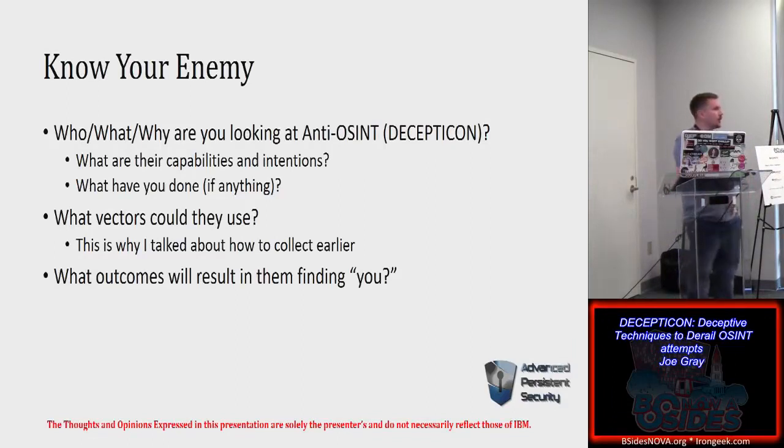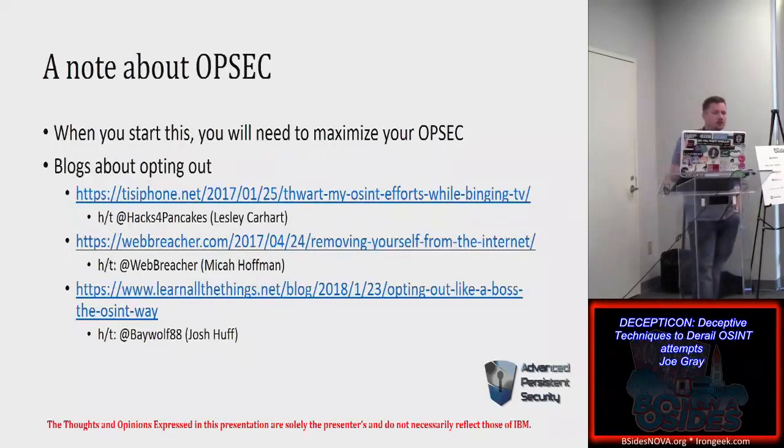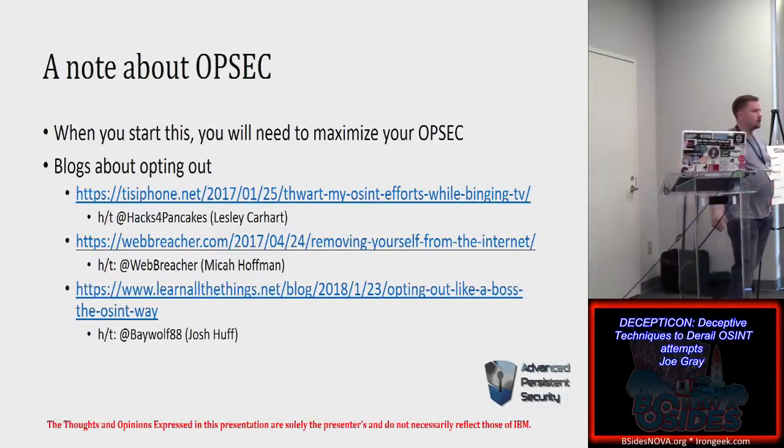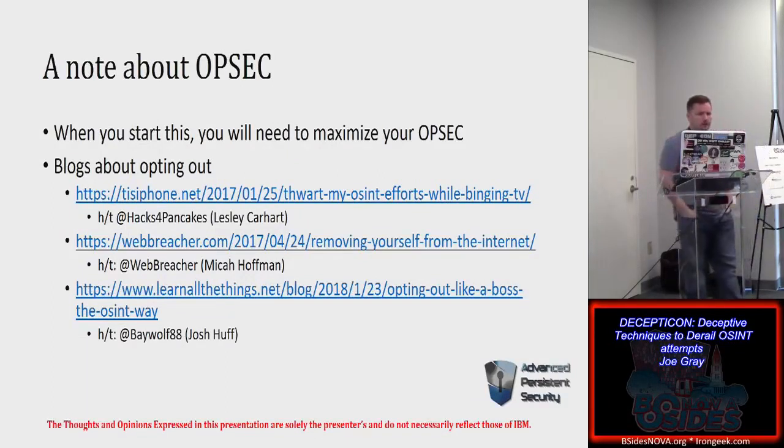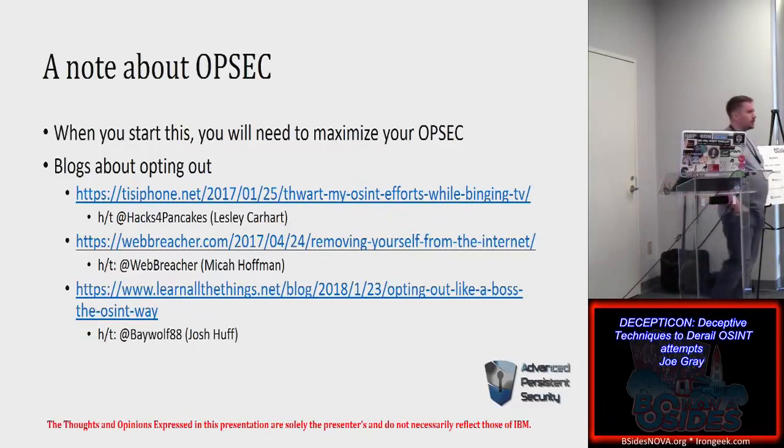At the same time, we're not trying to hide. We don't necessarily want all the data to go away. That's not practical. It will make it impeccably difficult if you have to get a security clearance, if you're trying to get credit, anything. If you cannot be found, you're going to have a hard time. So when you do this, here are some blogs that I would recommend taking a look at. They're written by Leslie Carhart, Micah Hoffman, Josh Huff. So these are three excellent blog posts about some of the steps you may want to take.